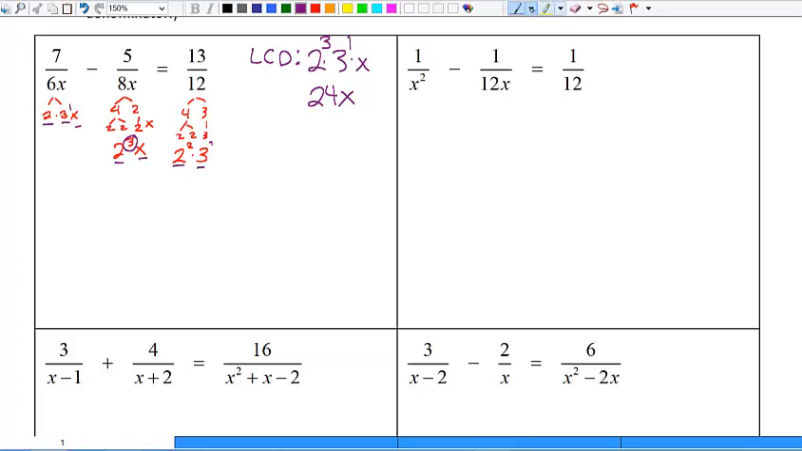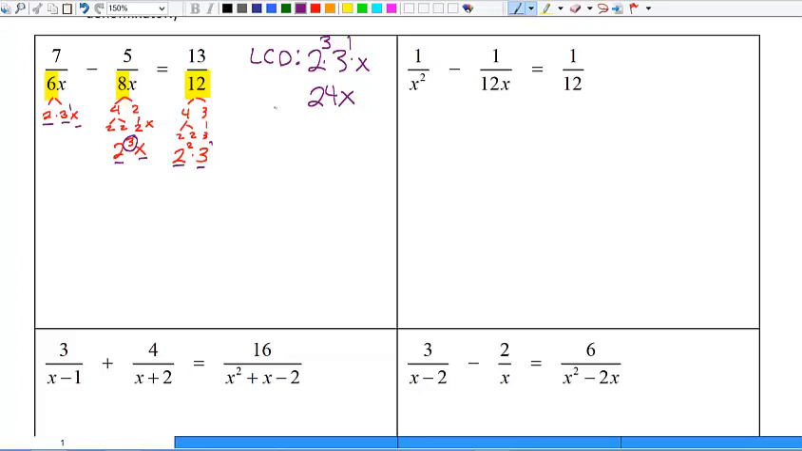Now, some of you may have been able to look at 6, 8, and 12 and just know that the LCD between those 3 numbers is 24, and that's great. And then don't forget your x as well. And if you can do that, by all means do it that way. You don't have to break it all down if you don't have to.